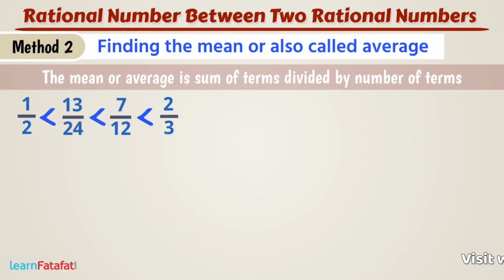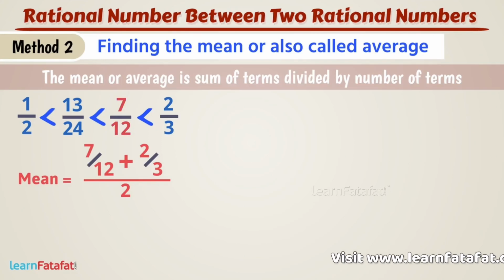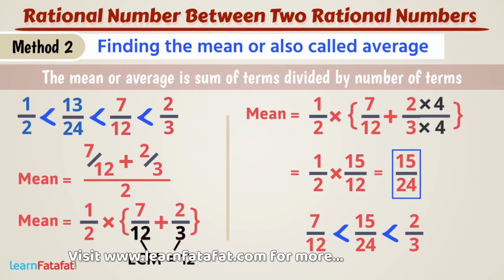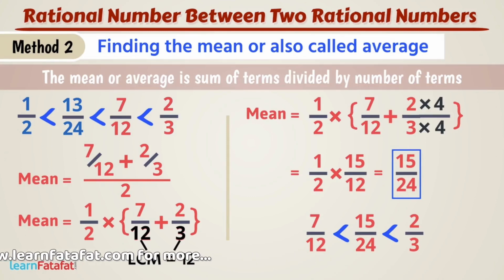Yet another can be found by taking mean of 7 by 12 and 2 by 3, which comes out to be 15 by 24. Like this, we can find as many rational numbers as we want.